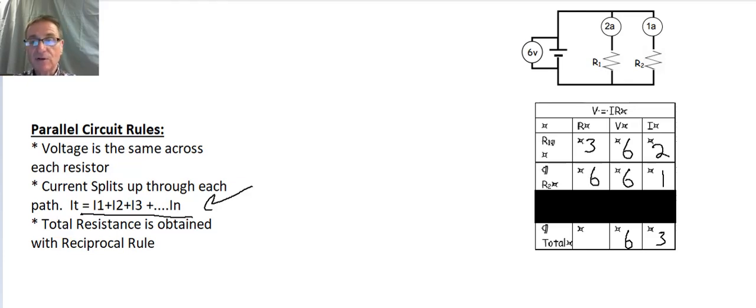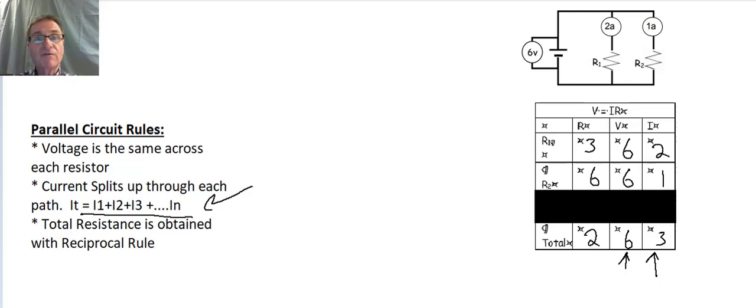Now, we could either find the total resistance using the reciprocal formula, or in this case, it's pretty easy. We could just use Ohm's law. The total voltage is 6 volts. The total current is 3 amps. Voltage divided by current would give us resistance. So 6 divided by 3 is 2 ohms.